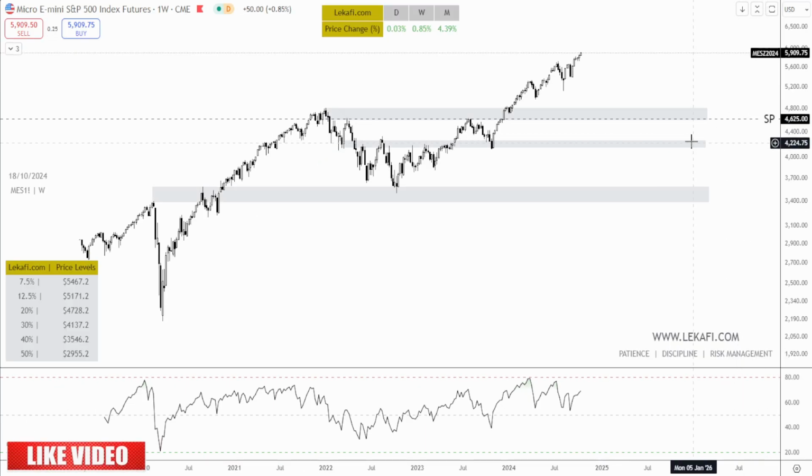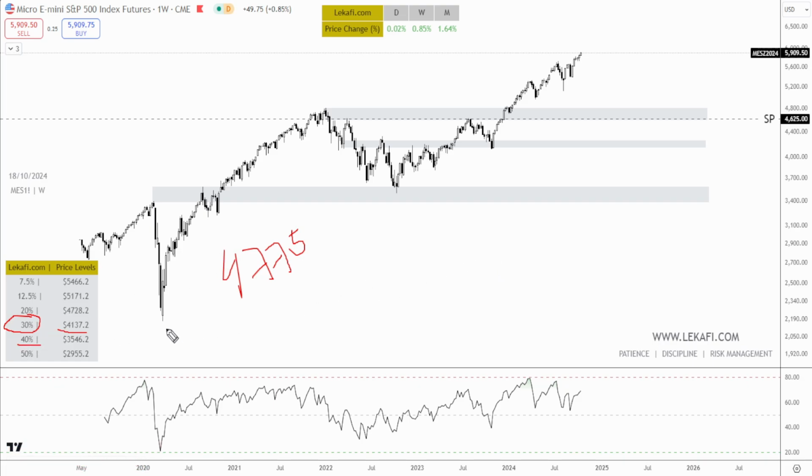I built this indicator here that can tell me the levels. So if the market dropped tomorrow by 30%, as you guys can see, our naked put is going to be all the way down at 4,137, not at 4,775 like the example we saw on TastyWorks. And if the market drops, let's say 40%, it's going to be all the way down at 3,546.